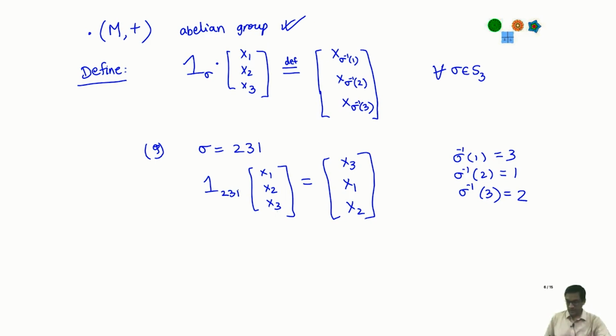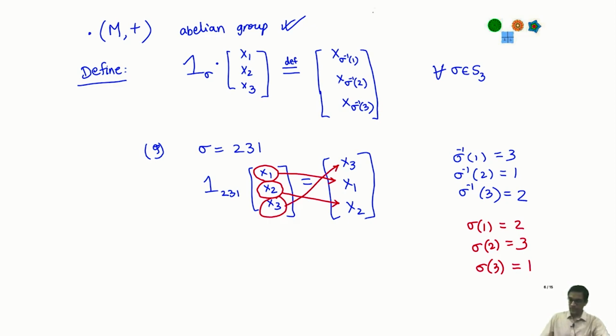Okay, so you see what it has done. It has taken the element x1, which occurs in the first place, and moved that x1 from the first place to the second place. Remember that's how sigma acts. Sigma maps the number 1 to 2, maps the number 2 to 3, and 3 to 1. So you should remember this action as follows. It takes the element in the first position and moves it to the second position. Now sigma of 2 is 3, so the x2 in the second position is moved to the third position, and x3, in the third position, gets moved to the first position. So this is what the element 1 sub 231 does.